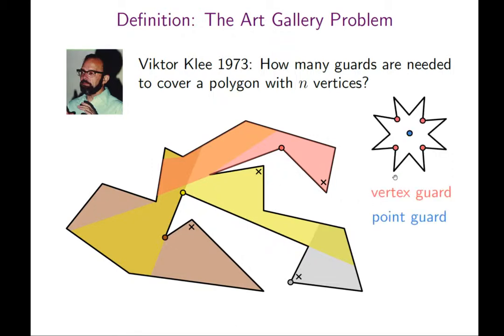And there is an important distinction here. All the guards that I drew were on the vertices of the polygon, but in the remainder of the talk, the guards could be anywhere inside the polygon. This is sometimes referred to as the point guard problem or interior guard problem. I will not emphasize this, and this is really the classic variant originally from Victor Klee.